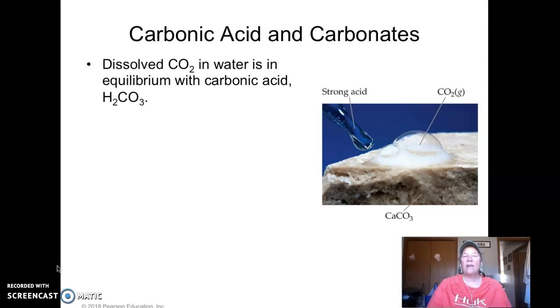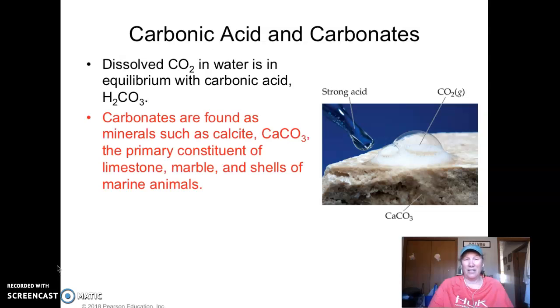Okay, we have carbonic acids and carbonates. They come usually from minerals. The dissolved CO2 in water is in equilibrium, hopefully, with carbonic acid, H2CO3. It comes from CO2 and water. That's why naturally occurring rainwater is a little bit acidic. It's a weak acid. But if you add sulfates, that's when you get sulfuric acid, and that's when you get acid rain.